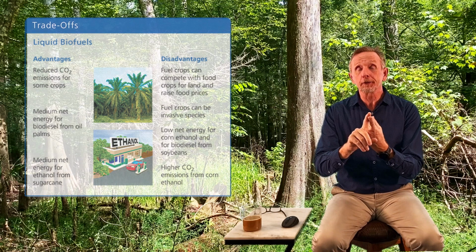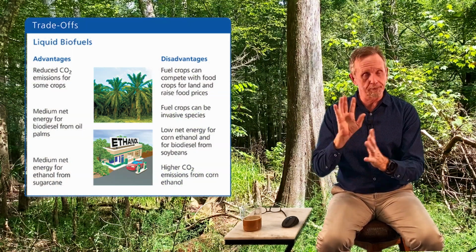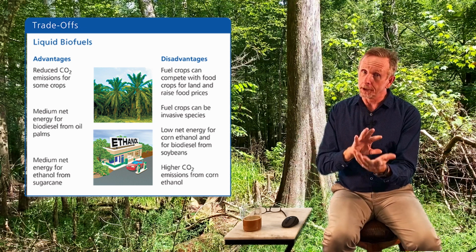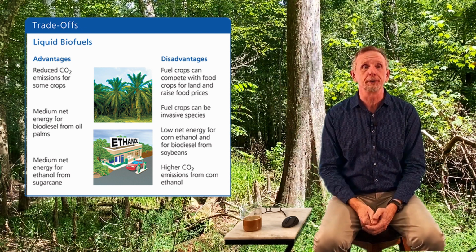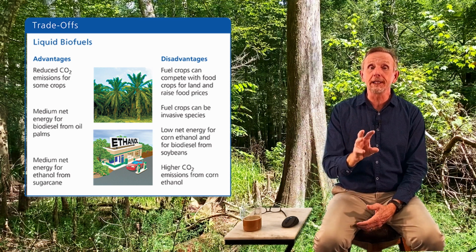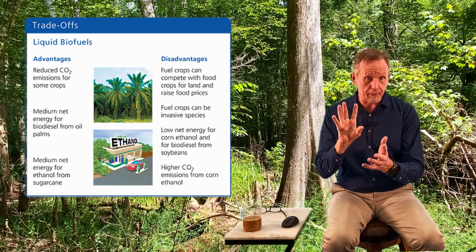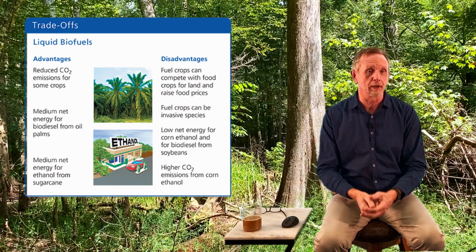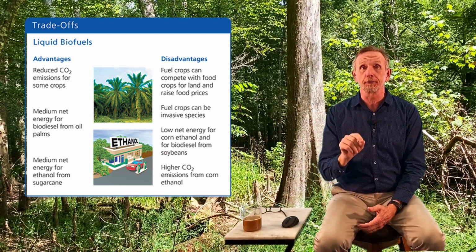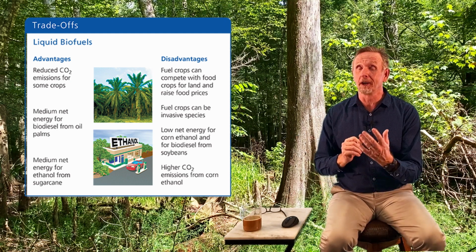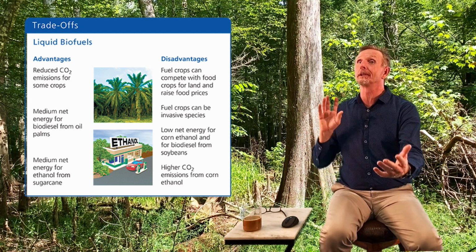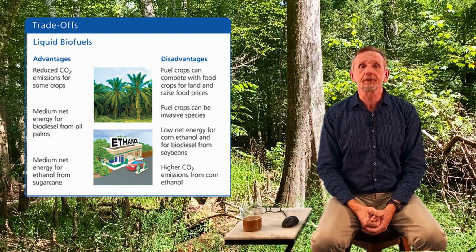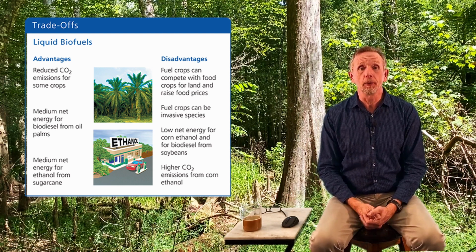But as always, let's take a look at these trade-offs, right? So specifically biofuel. It does reduce the CO2 emissions for some crops, not all. Corn, not so much, but sugar and maybe the algae, it could. It's a medium net energy for the biodiesel from oil palms. Some of the others, it's kind of low. It's a medium net energy on ethanol from sugarcane. It's more of a low when it comes to corn, but it keeps us from being dependent on oil from other countries.